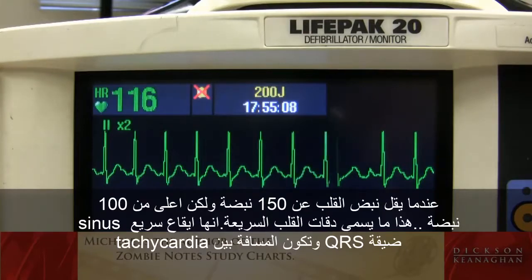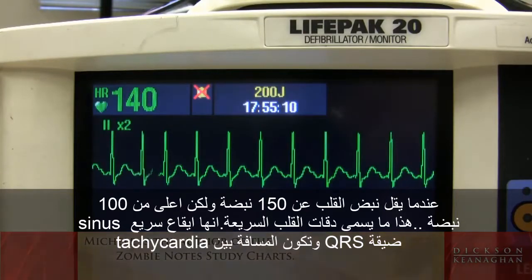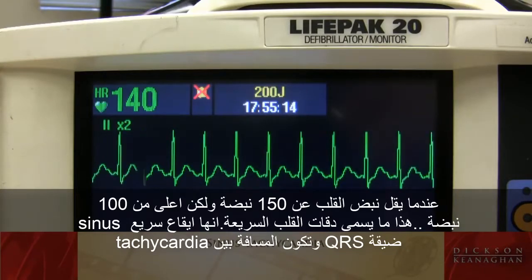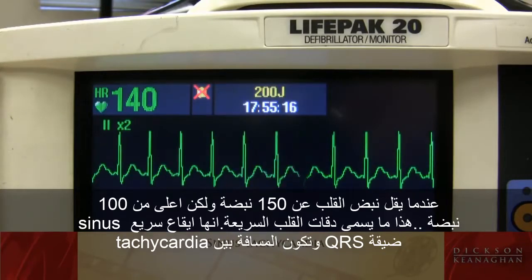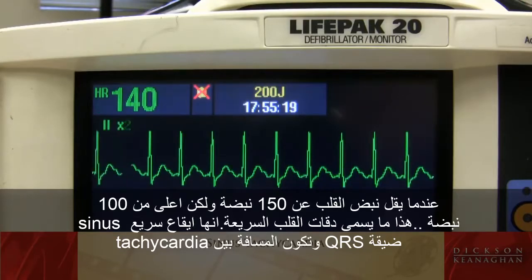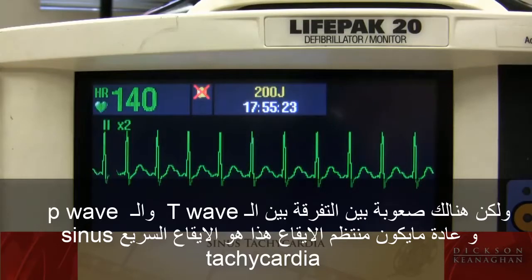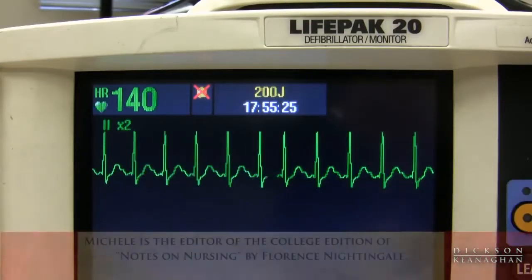When the heart rate is below 150 but yet above 100, it is sinus tachycardia. It's a faster rhythm. QRSs are narrow, but it's difficult to differentiate between the Ps and the Ts. But it usually is a regular rhythm, sinus tachycardia.